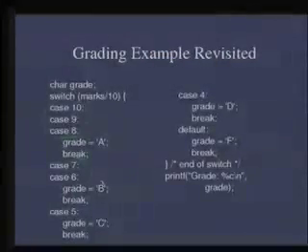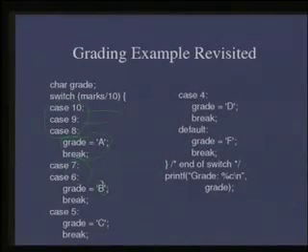And similarly, if the value of marks by 10 is 7 or 6, then we assign the grade B, which means that for marks from 60 to 79, the grade B will be assigned. If the value of marks by 10 is 5, which means that marks are between 50 and 59, then the grade is C. If the marks are between 40 and 49, the grade is D.